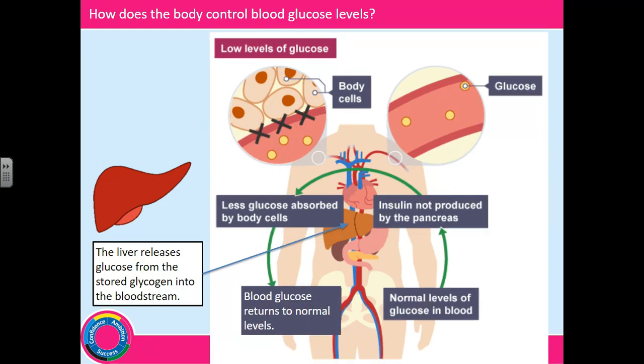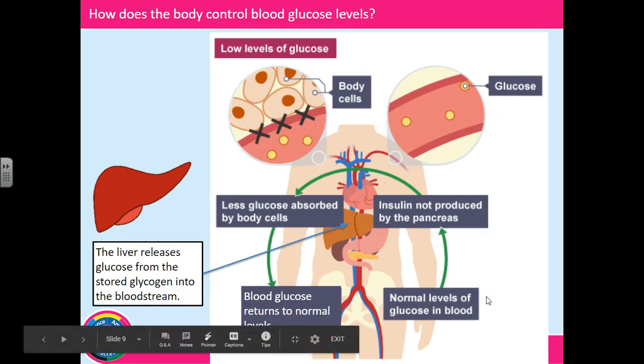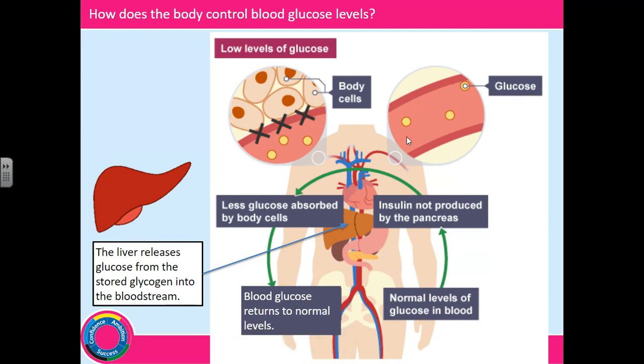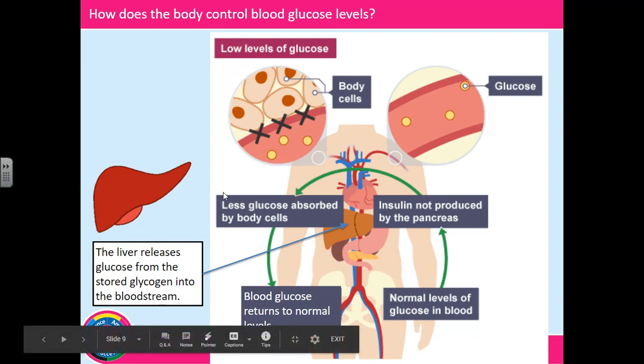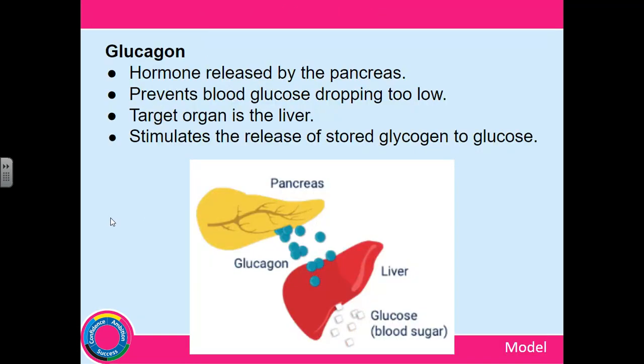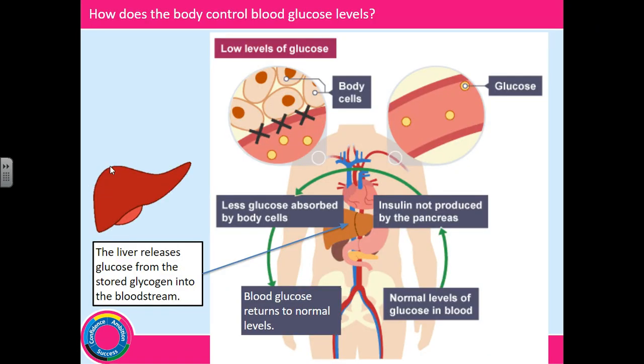Let's have a look at what happens if there's not enough glucose in our bodies. The insulin is not going to be produced by the pancreas, and so less glucose in general is going to be absorbed by the body cells inside the liver. The liver actually releases glucose stored as glycogen back into the bloodstream. If it's so low, the liver can re-release all of the glucose that was stored when our levels were too high back into our blood, which causes our glucose levels to return to normal levels.